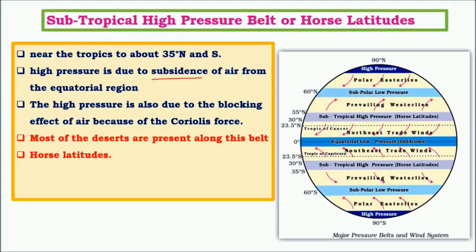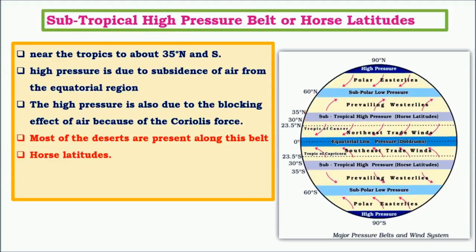When studying the subpolar low pressure belt, we'll see that just like in the equatorial low, there is upliftment, and this branch of uplifted air moves towards the subtropical high pressure belt. Likewise, at the equator also, this is happening in the upper levels. The uplifted air moves towards the subtropical high pressure belt, and this opposite movement creates a blocking effect. Usually the path is affected by Coriolis force, so it would look something like this.